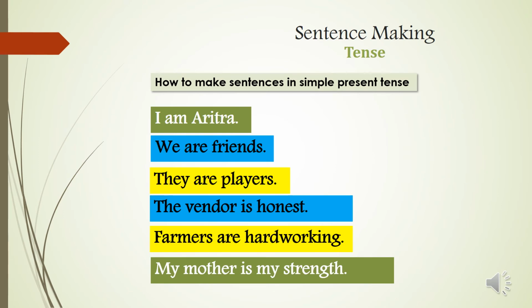Example of some sentences in simple present tense with be verb, that means am, is, are. Look at these sentences. I am Arithro. We are friends. They are players. Vendor is honest. Farmers are hardworking. My mother is my strength. So in each and every sentence, am, is, are used. Try to make sentences like this.